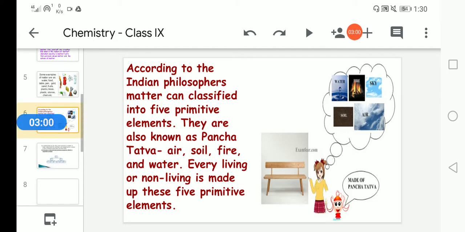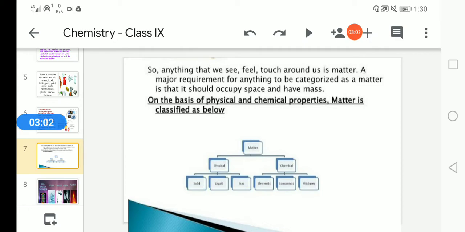But according to the latest concept, the matter is defined as anything that occupies space and has a particular mass. Anything that occupies space and has a particular mass is called matter. Then comes the classification of this matter.